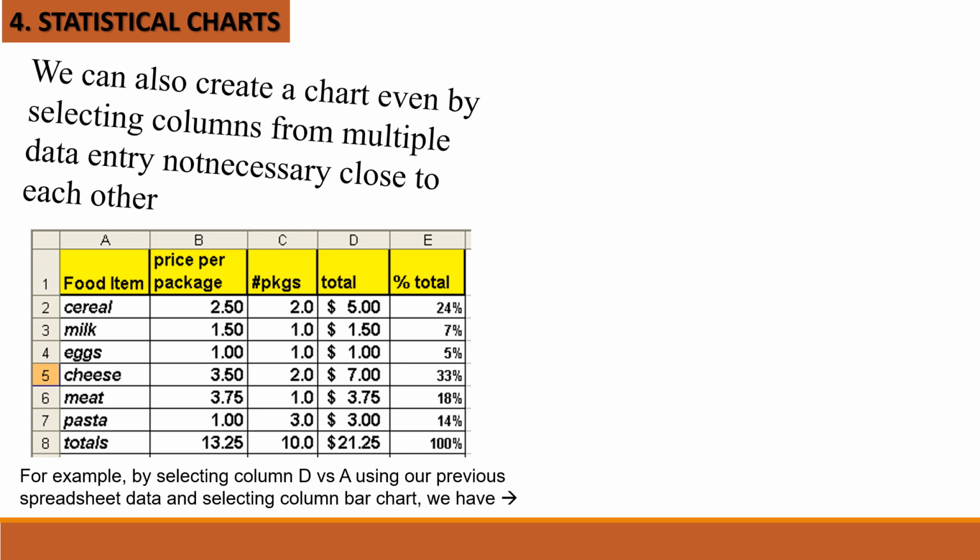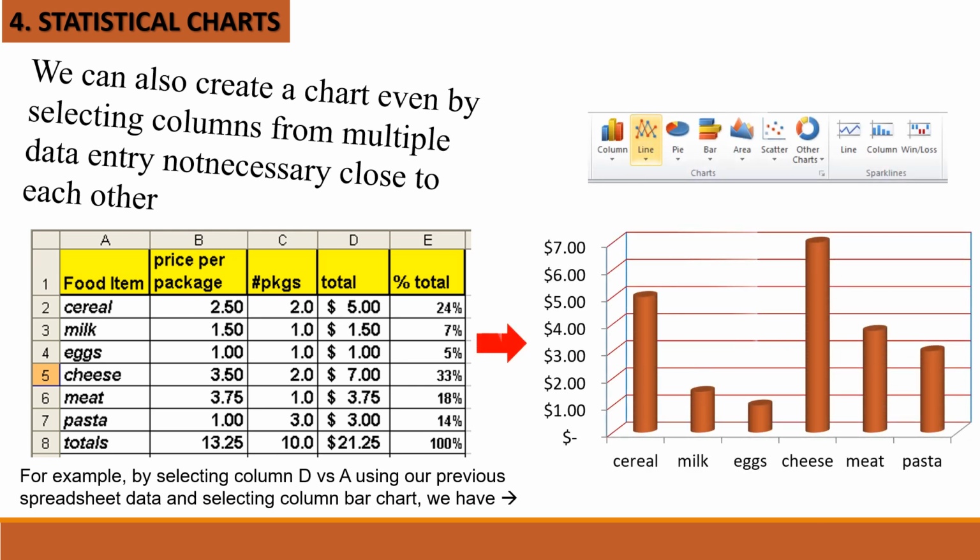So to do this, we highlight column A and column D, then select insert chart, and then we select a column bar chart. When we select column bar chart, we'll have something like this. We'll have the prices on the vertical axis and the food items on the horizontal axis.